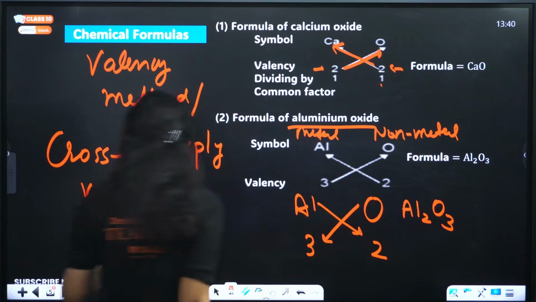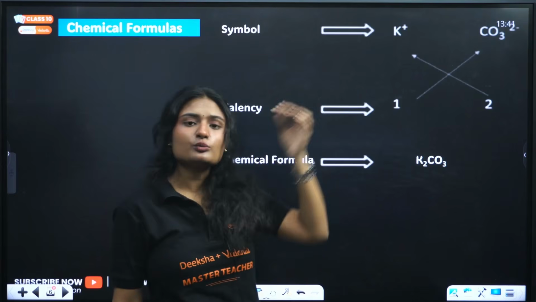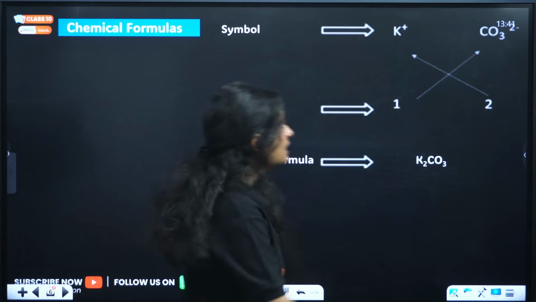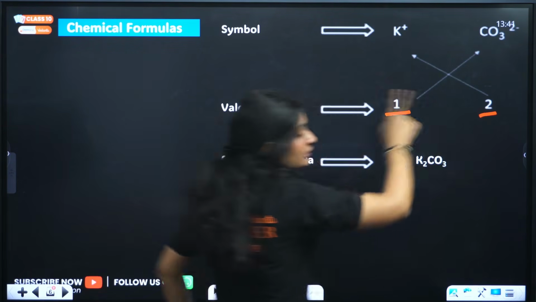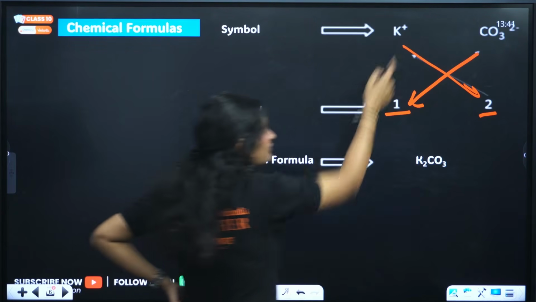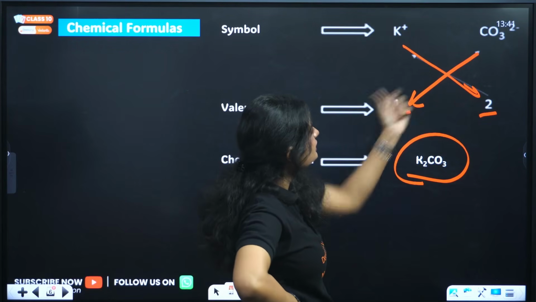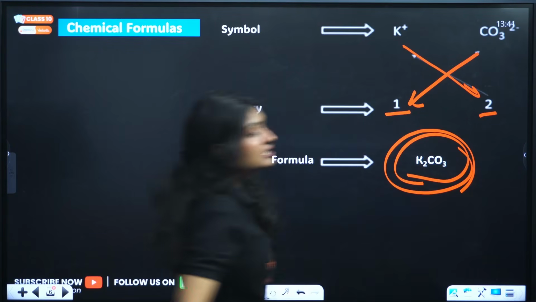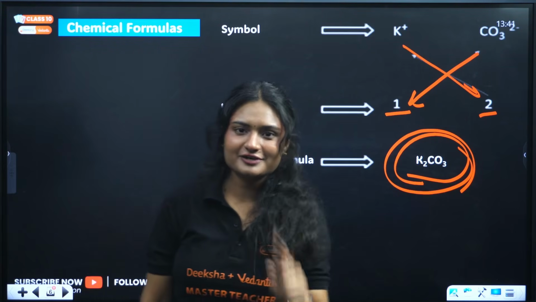One more example we should do for a complex ion. For example, potassium carbonate. Here we have a simple cation and a polyatomic ion. I hope it is visible to you all. Now see, potassium has a valency of 1. The carbonate ion has a valency of 2. So what will we do? We will cross multiply. K multiplied by 2, K2, CO3 multiplied by 1, CO3, right? So K2CO3 will be your final formula. That's why I said that table from your 9th standard is very important. So now is the time to revise that table.